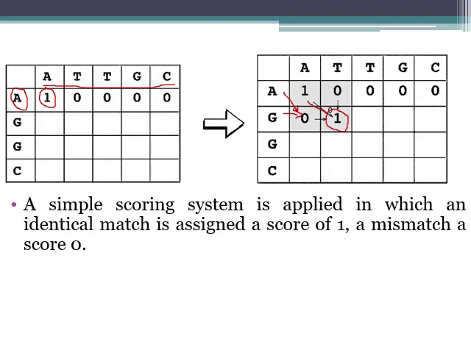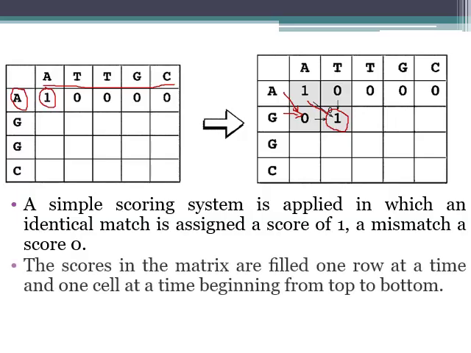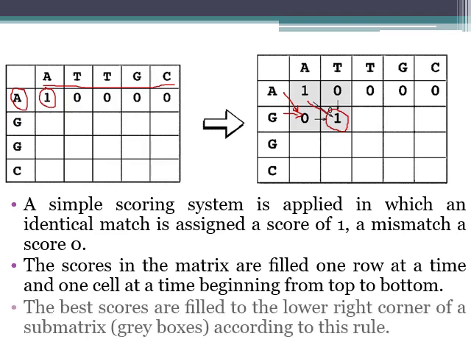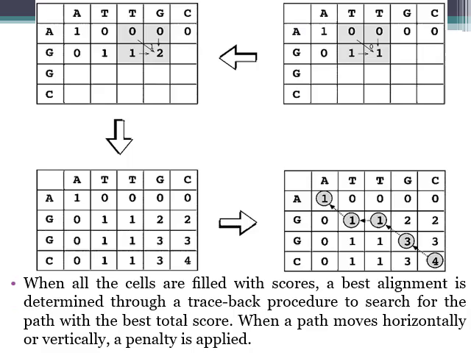So simple scoring system is applied in which an identical match is assigned a score 1 and a mismatch is assigned a score 0. The scores in the matrix are filled one row at a time and one cell at a time, beginning from top to bottom. The best scores are filled to the lower right corner of the submatrix according to this rule. So you fill the entire matrix in this way, and when all the cells are filled with the score, the best alignment is determined through trace back procedure.